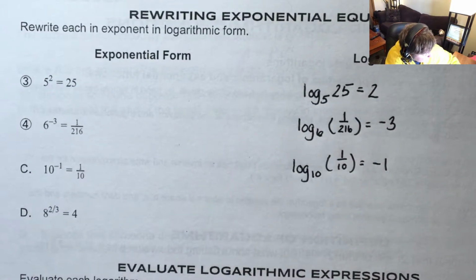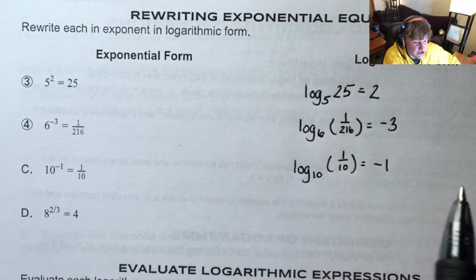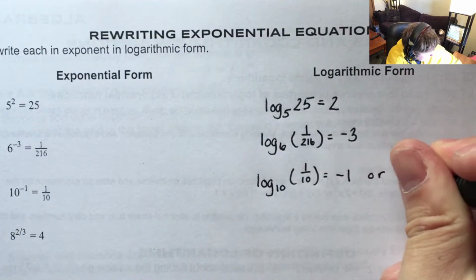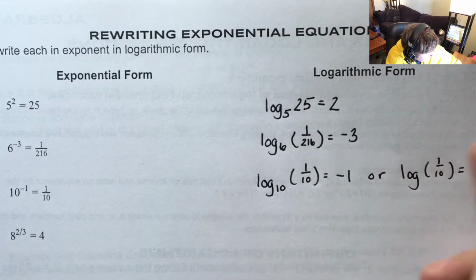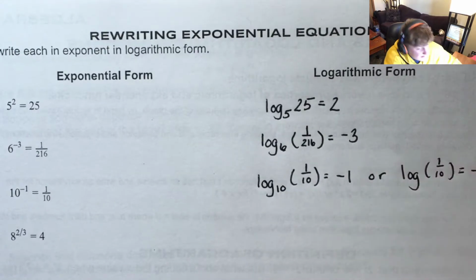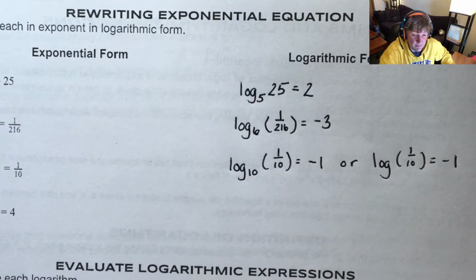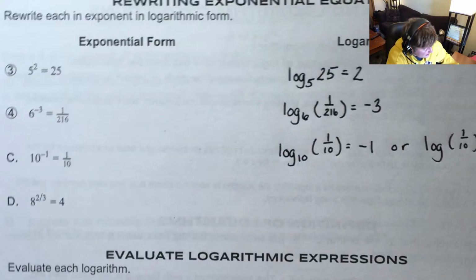Okay, next one. I guess this is also important: when your base is 10, you actually can just write log, and whenever you have log there, it's implied that the base is 10. So if you don't write a base, it's implied that the base is 10. Okay, so let's do the next one.